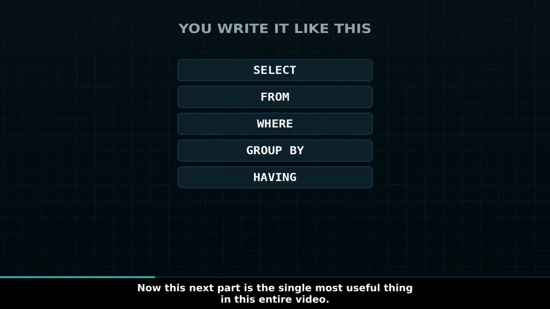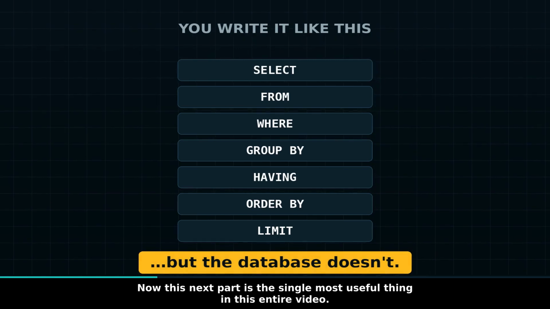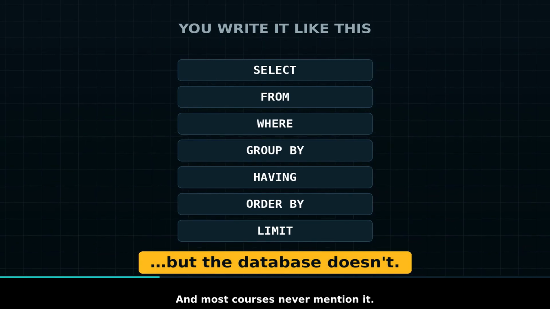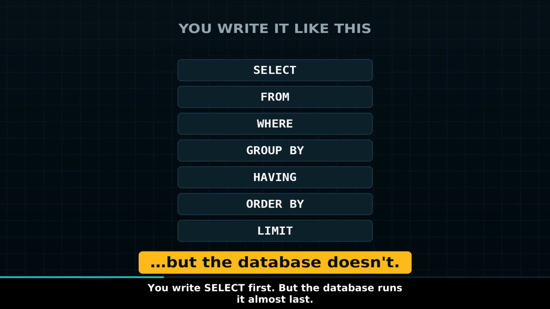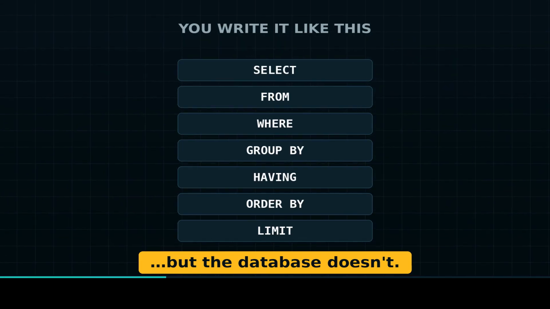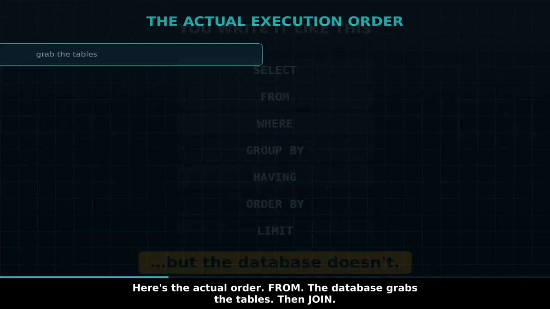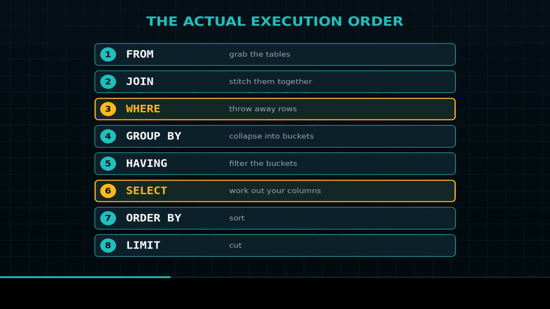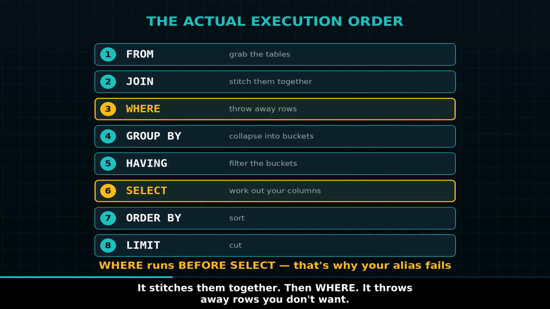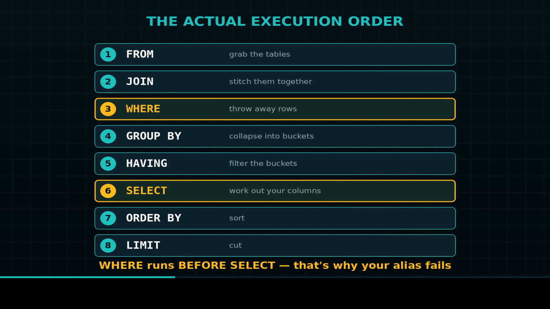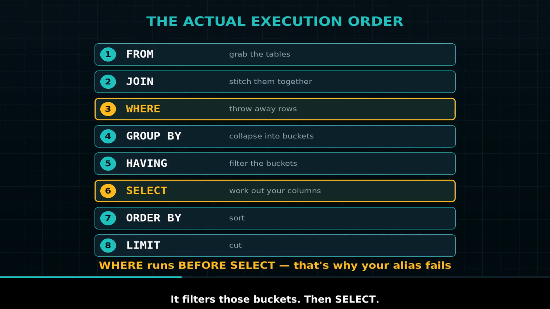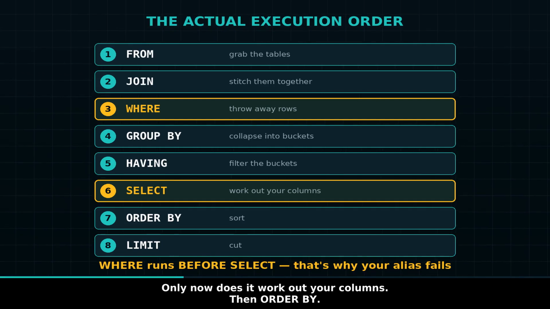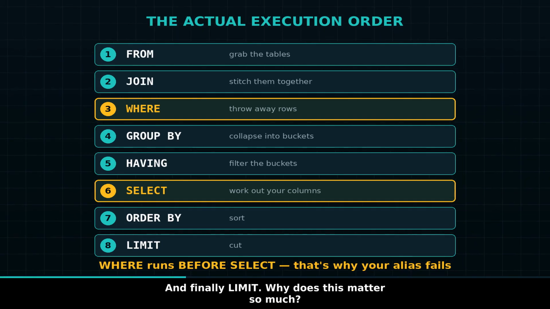Now this next part is the single most useful thing in this entire video, and most courses never mention it. SQL does not run in the order you write it. You write select first, but the database runs it almost last. Here's the actual order. From. The database grabs the tables. Then join. It stitches them together. Then where. It throws away rows you don't want. Then group by. It collapses what's left into buckets. Then having. It filters those buckets. Then select. Only now does it work out your columns. Then order by, and finally limit.